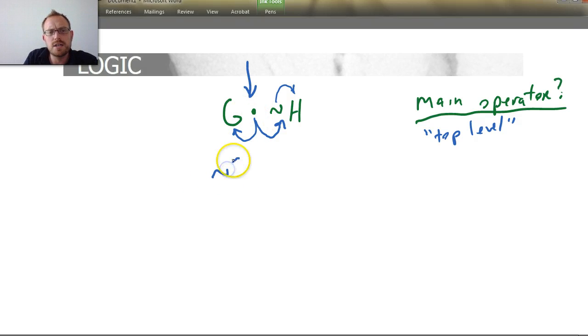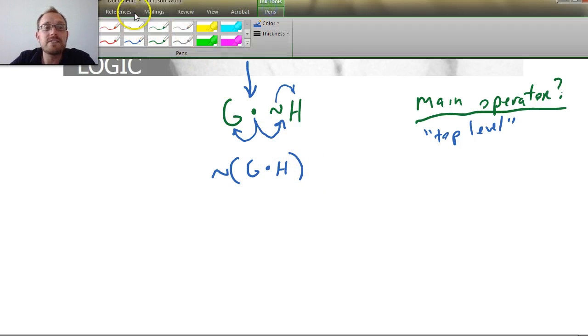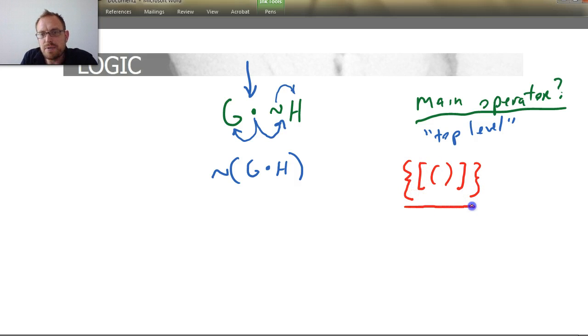Let's give another example. What if I say not G and H? Right? I say it's not the case that George is a clown and he likes hats or something like that, right? What's the main operator in this case? Is it the conjunction? You can see here we did something new that we haven't done yet in this video. We introduced parentheses. And you can see we actually use parentheses, brackets, and these little squiggly things. They're all on your keyboard. They all operate the same way. We're just going to call these parentheses, right? So what do these things do?